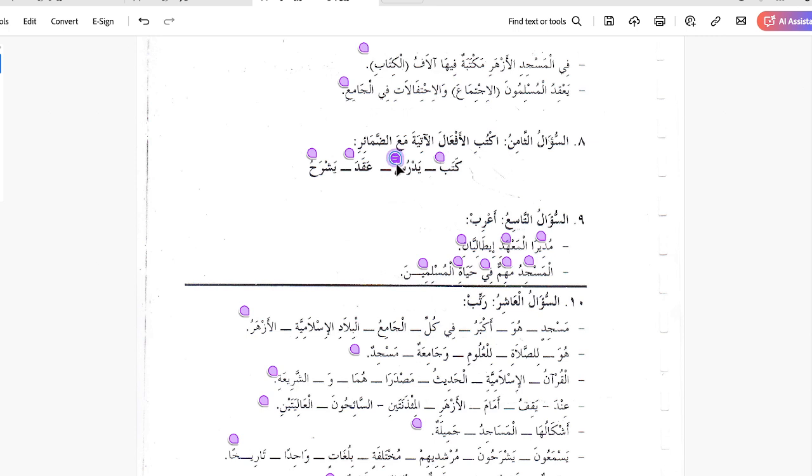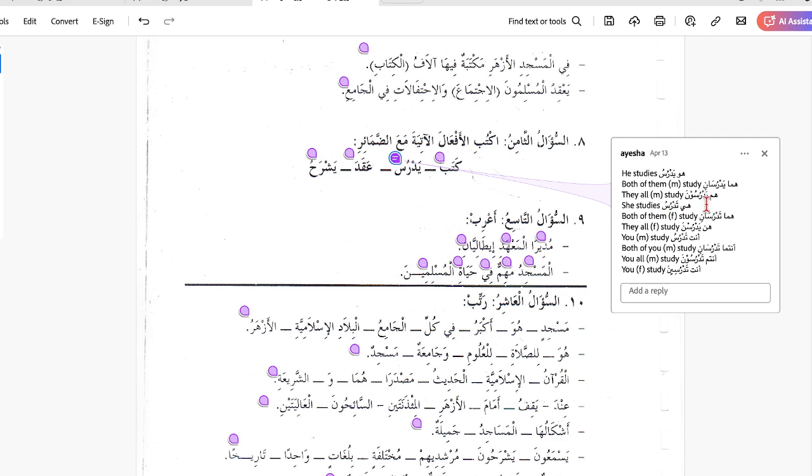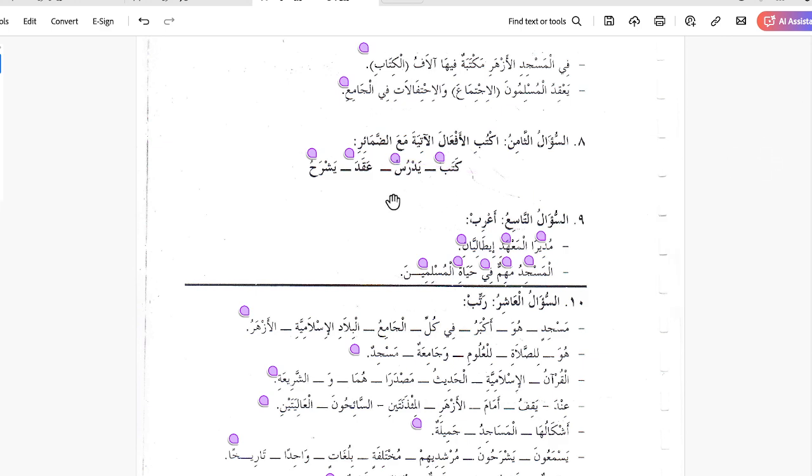Similarly, yadrusu, huwa yadrusu, to study, huma yadrusani, hum yadrusuna, hiya tadrusu, huma tadrusani, hunna yadrusna, anta tadrusu, antuma tadrusani, antum tadrusuna, anti tadrusina, antuma tadrusani, antunna tadrusna, ana adrusu, nahnu nadrusu. Similarly, this is the present tense, past, present, then another past.